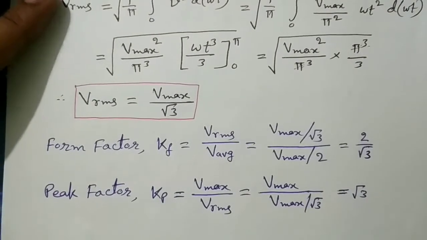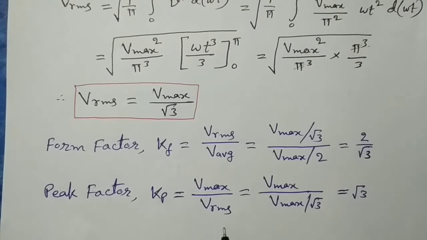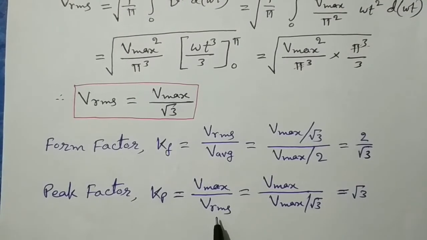And similarly the peak factor, it is the ratio of Vmax and Vrms. So it is Vmax upon Vmax upon root 3. So finally it is root 3. So this is the form factor and peak factor of the triangular waveform.